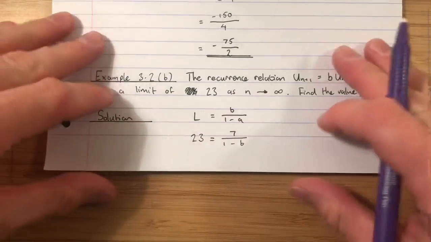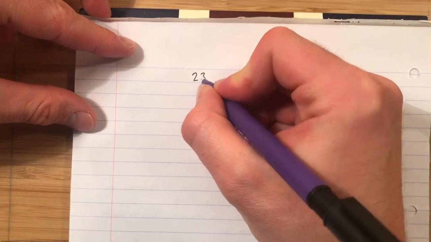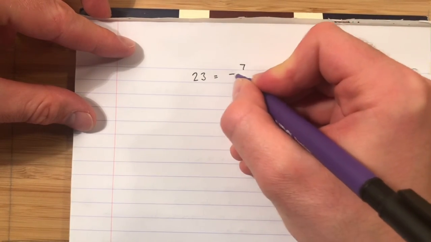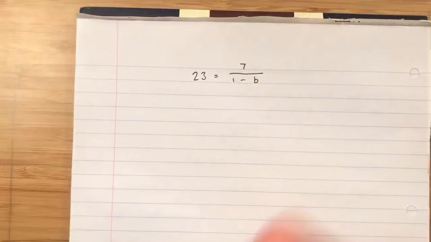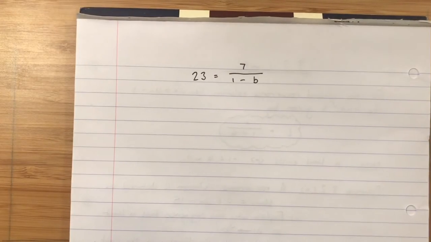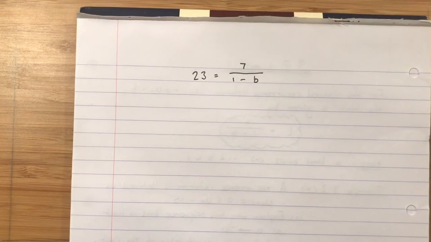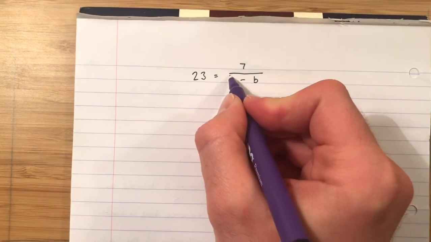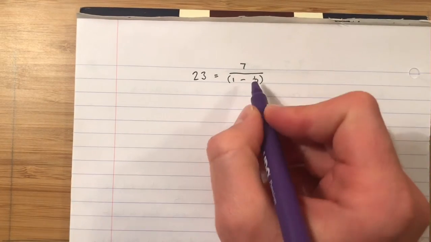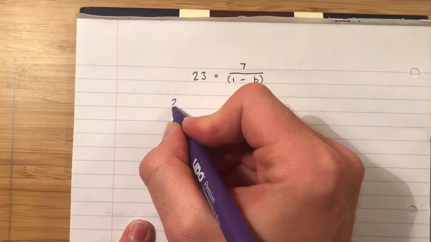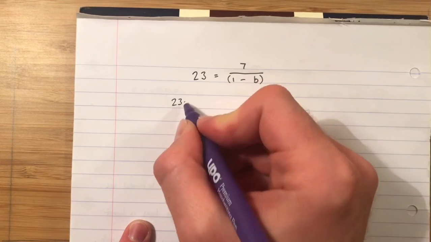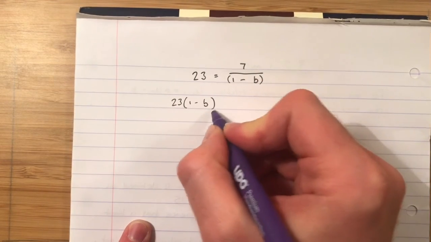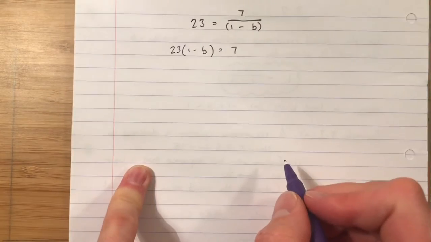23 equals 7 over 1 take away b. So we are solving 23 equals 7 over 1 take away b, and we're trying to solve to find the value of b. Well, this is pretty straightforward. We're going to take the 1 minus b denominator, and we'll multiply it up to the other side. So it'll become 23 multiplied by 1 minus b equals 7.